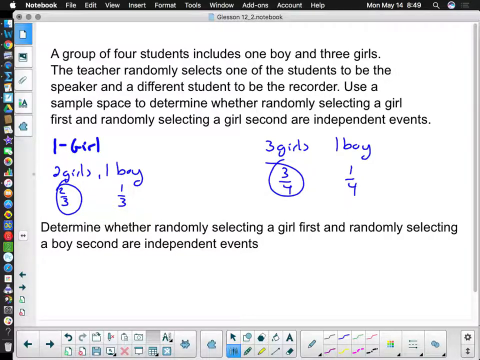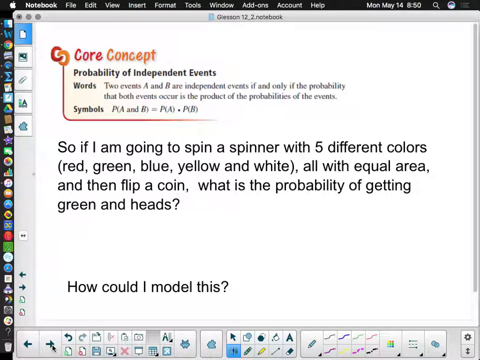Determine whether randomly selecting a girl first and randomly selecting a boy second are independent events. Again, we notice that the probability of randomly selecting a girl first is 3/4, and a boy second, because you already selected 1 girl, is 1/3. That's different from selecting a boy first. So therefore, again, dependent events, because the outcome of one event affects the probability of the next event. That's the idea of dependence, not independence.